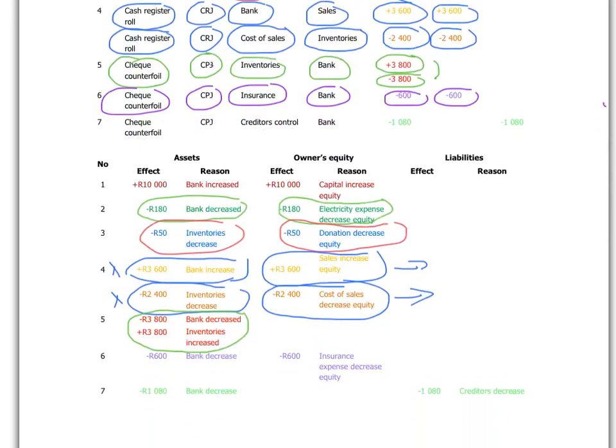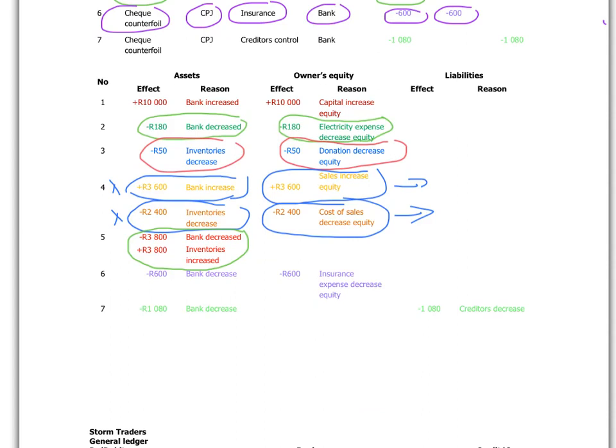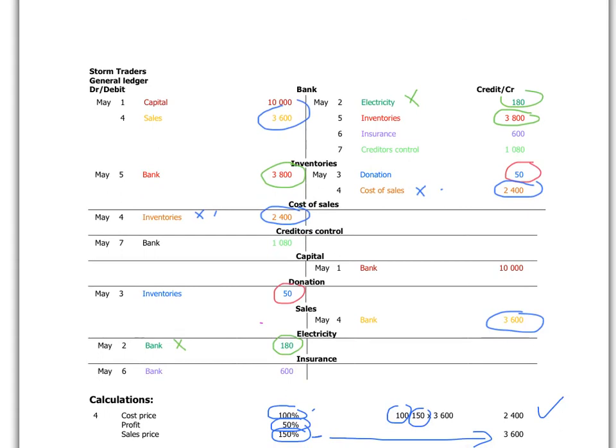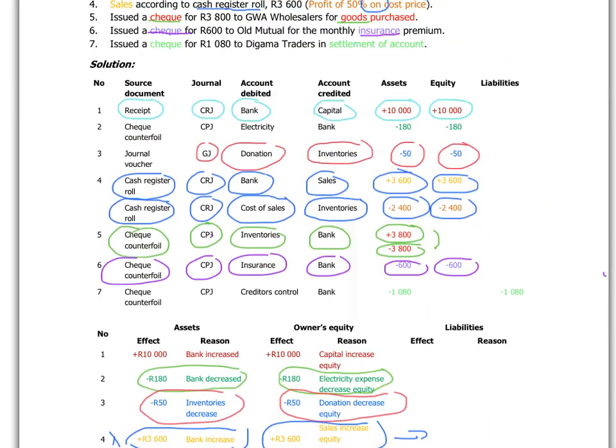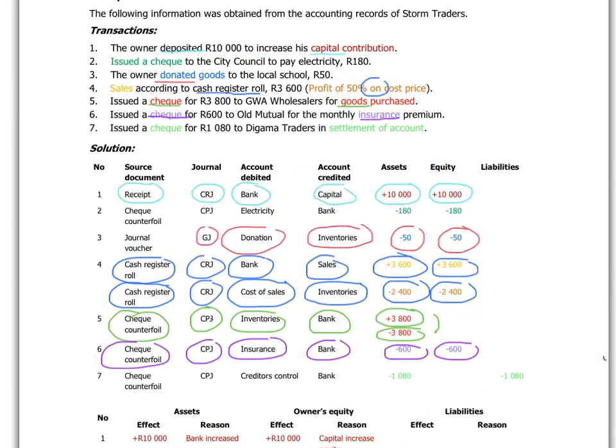The bank decreased with 600 Rand because we've taken money out of the bank. Insurance is an expense that will decrease the profits, so my equity decreased with 600 Rand. If we look at the ledger accounts, we've taken money out of the bank, so we will credit the bank to show that the asset decreased on the credit side, and we will debit insurance because expenses increase on the debit side.